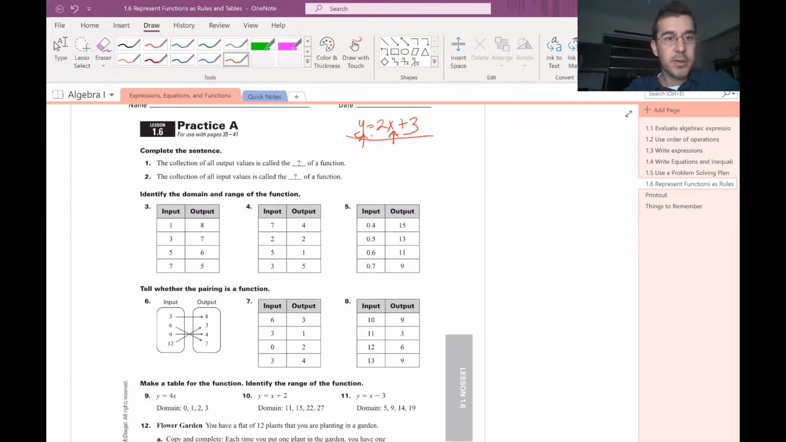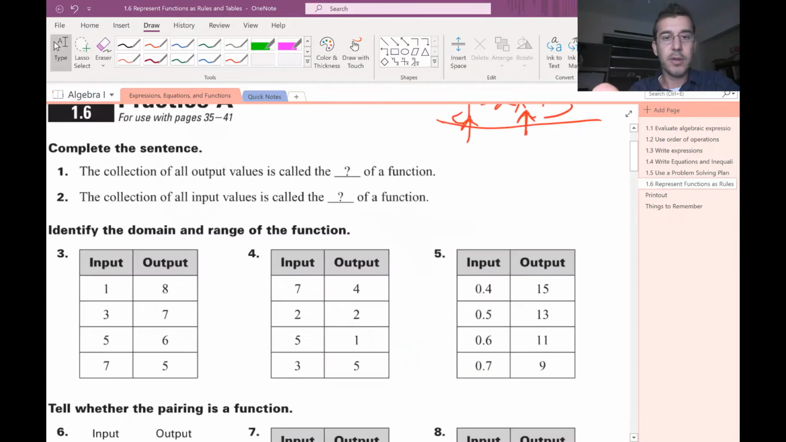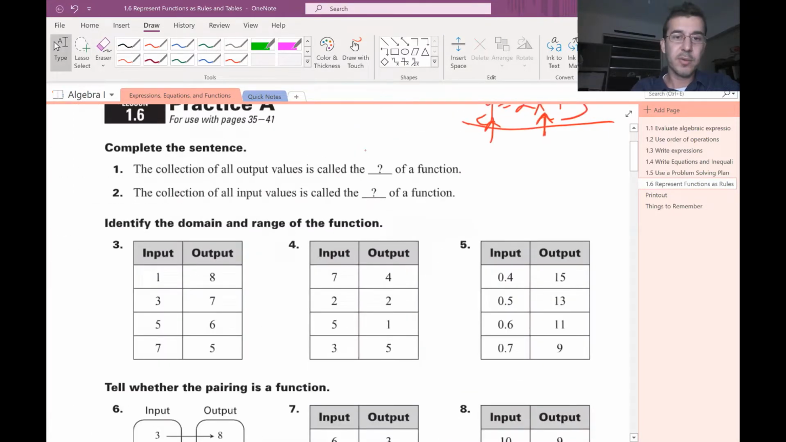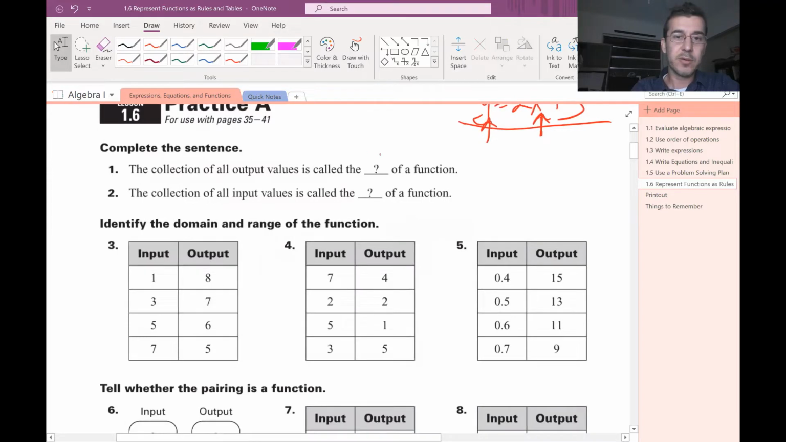Okay, so let's start. The first problem: the collection of all output variables is called the range. That's the range that we just covered. So number one would be range. Number two, the collection of all input variables is called the domain of a function.